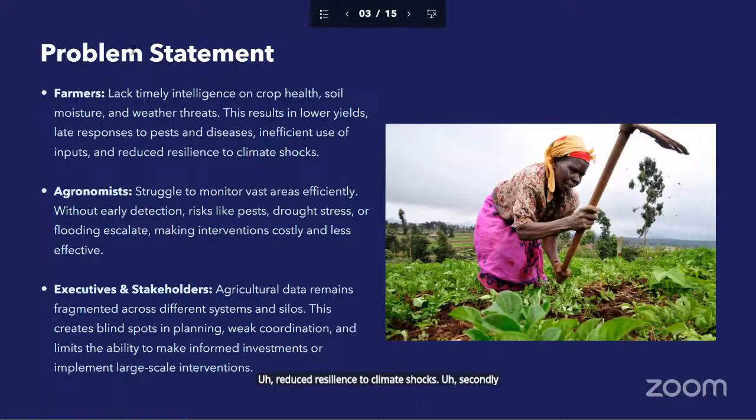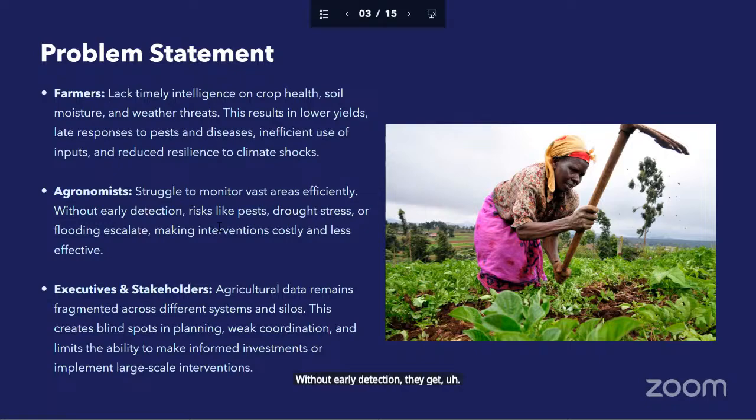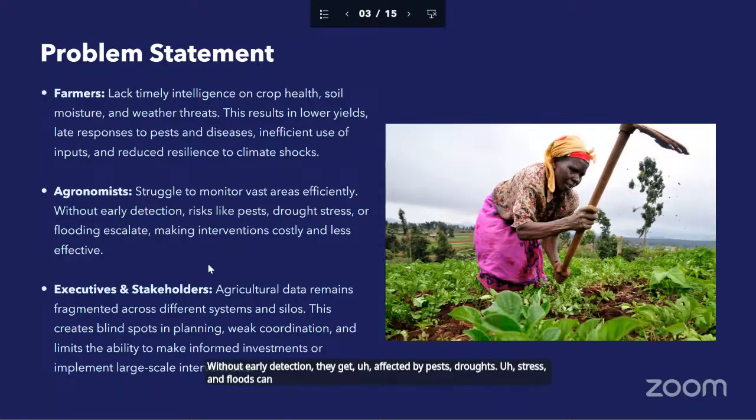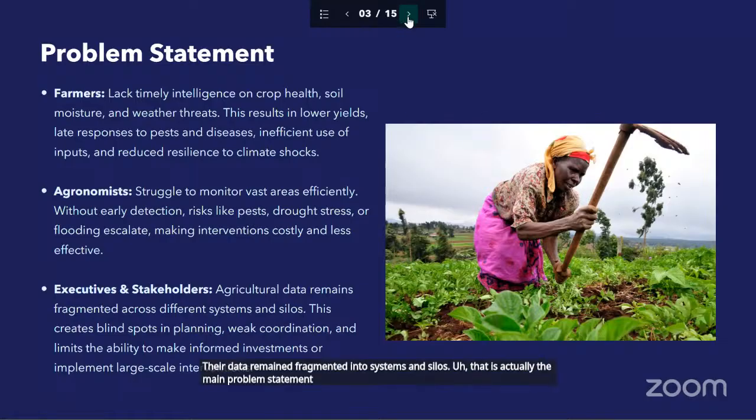Secondly, we found out that agronomists struggle to monitor vast areas efficiently. Without early detection, pests, droughts, stress, and floods can actually escalate. And also, for executives, their data remained fragmented into systems and silos. That is the main problem statement that drove us into coming up with Kilimotech.